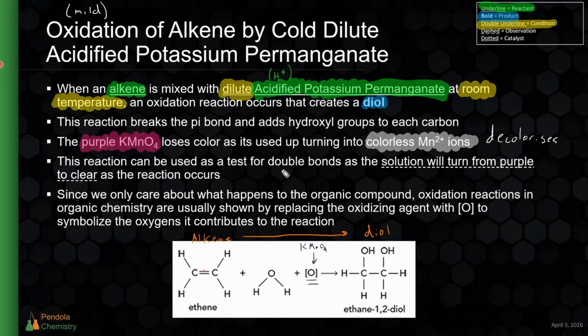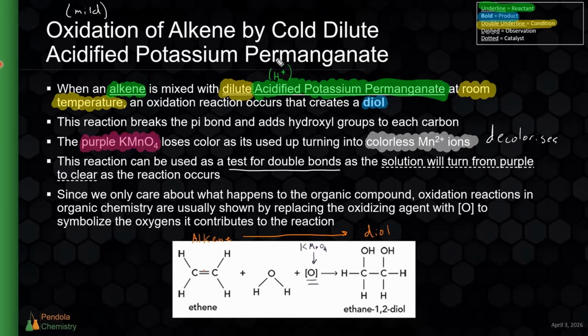So the solution decolorizes from purple to clear. This makes potassium permanganate another good test for a double bond. We already saw in section 3 how we can use aqueous bromine, or bromine water, to test for a double bond, the carbon-carbon double bond.